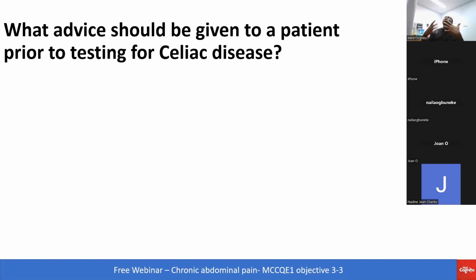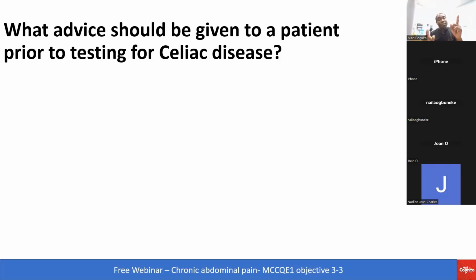Yes. Now, assuming you want to, I can drop this as an MCQ. Assuming you want to investigate a patient with suspected celiac disease, what will you tell the patient about his or her diet? A gluten-free diet is advisable. No. Gluten-free diet is part of your management. If you want to diagnose a patient with celiac disease, they should still eat food containing gluten.